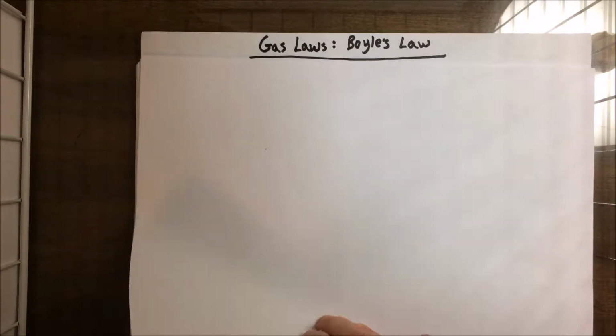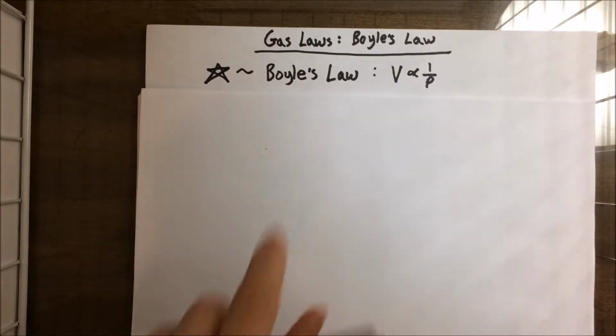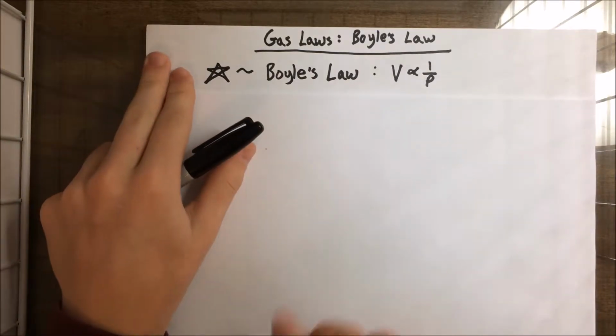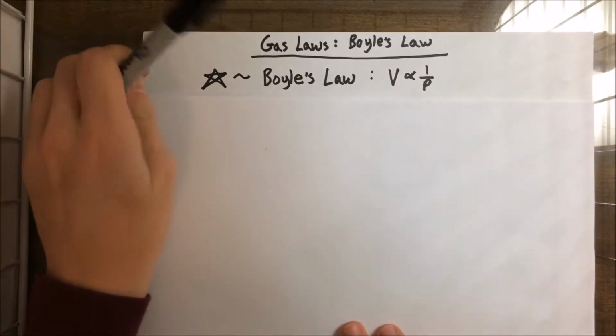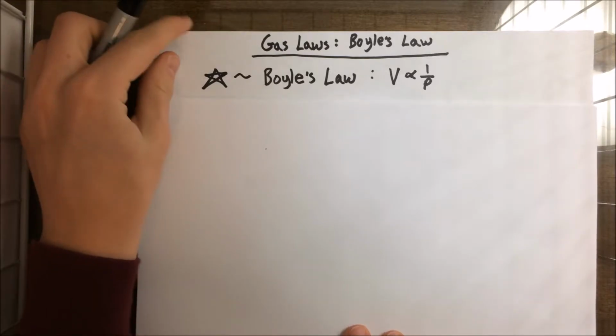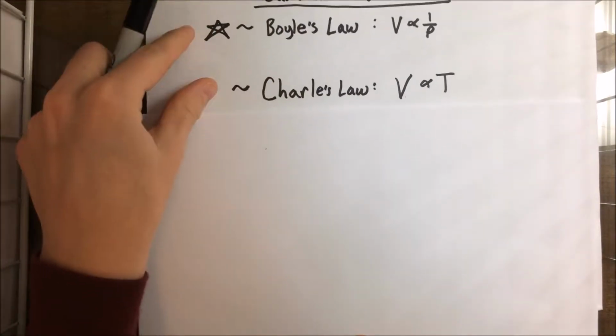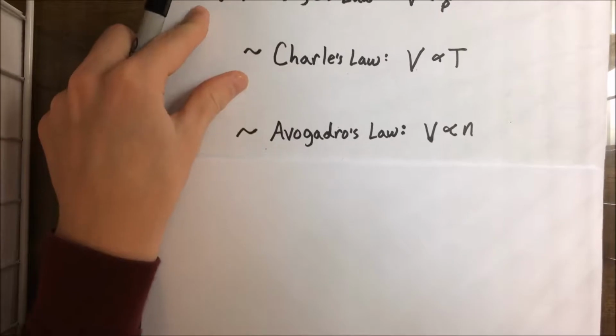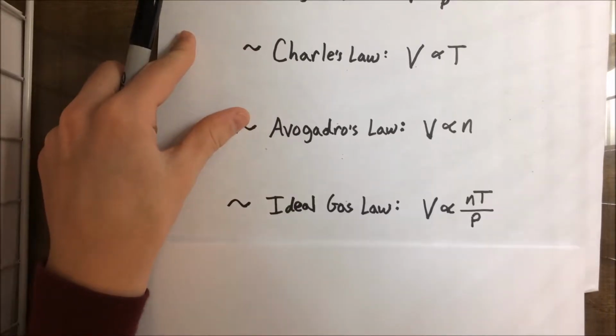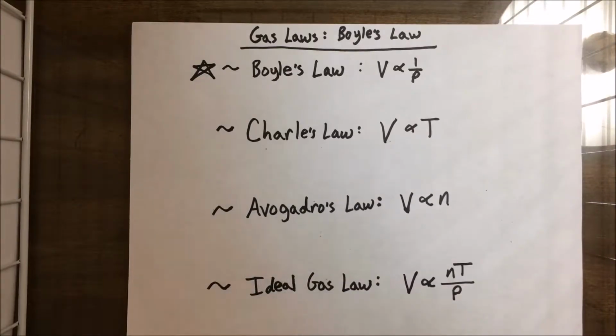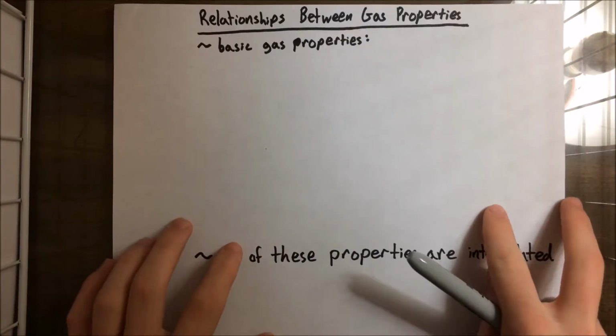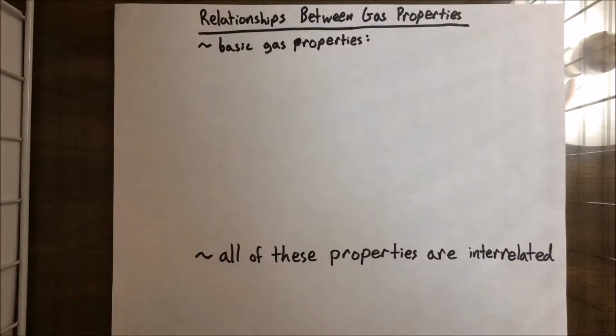So to start, let's review the gas laws. There's Boyle's Law, which is what we're doing today, and then there's Charles' Law, Avogadro's Law, and finally the ideal gas law. Okay, so let's go ahead and talk about gases, so that way we can have the background knowledge we need to deal with Boyle's Law.